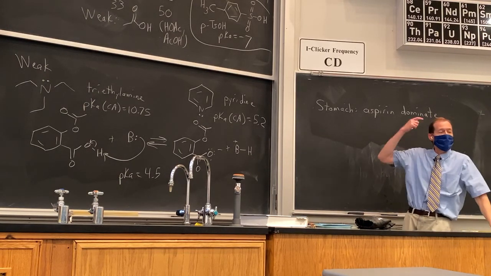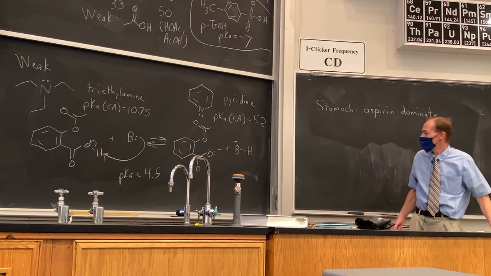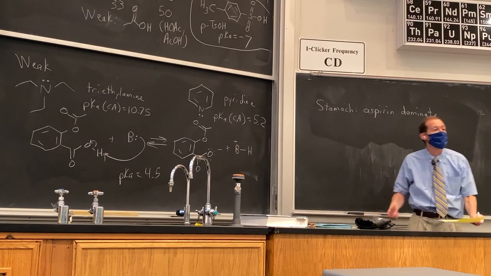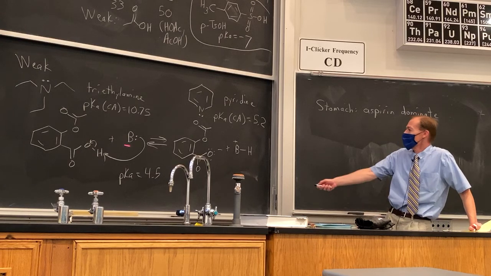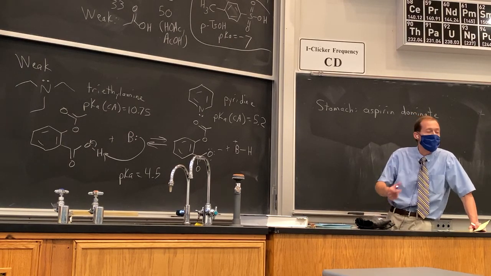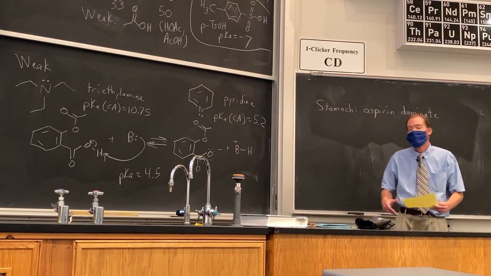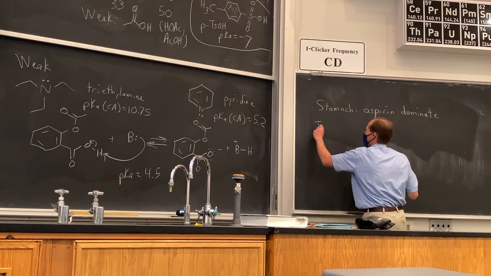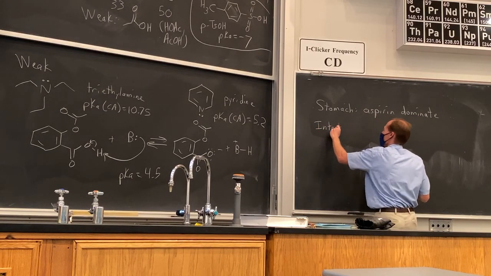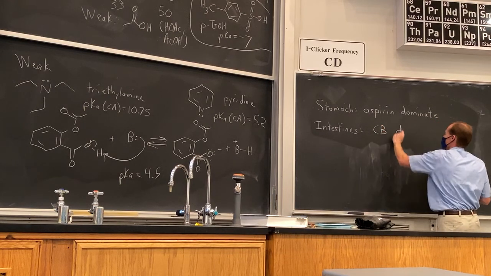Let's say the aspirin passes through the stomach, it would end up in the intestines. The intestines happen to be a basic environment, okay? So in the intestines, you'll have a higher concentration of B than you will of BH plus. So which of the two forms of aspirin will dominate in the intestines? The conjugate base, because of the fact that the intestines are basic. So the conjugate base will dominate.